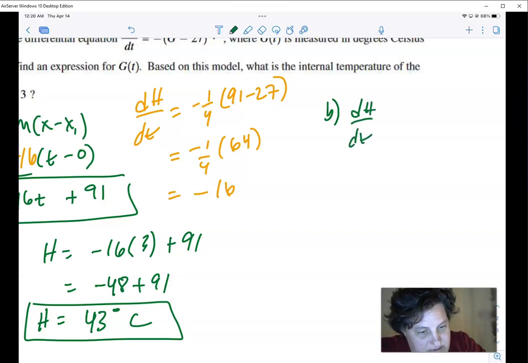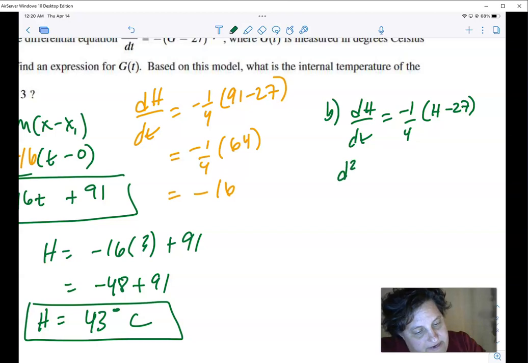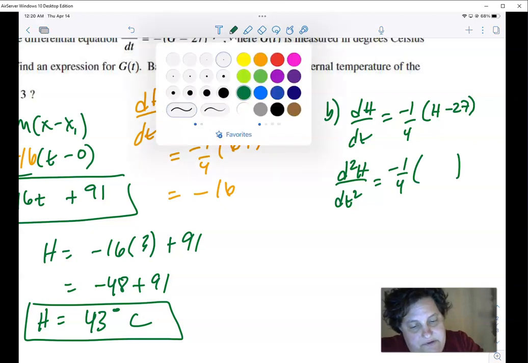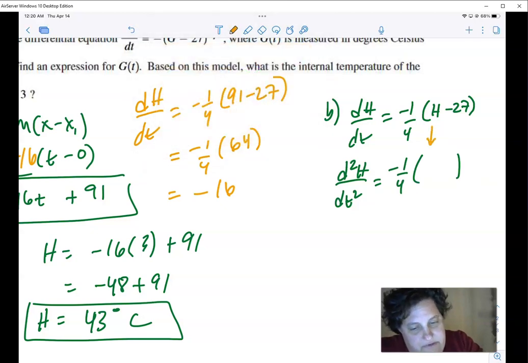dh/dt equals negative 1/4 h minus 27. Okay, second derivative. So the negative 1/4 can stay. The derivative of h is dh/dt. You don't have to write this, but just so you guys are cool. The derivative of 27 is 0.